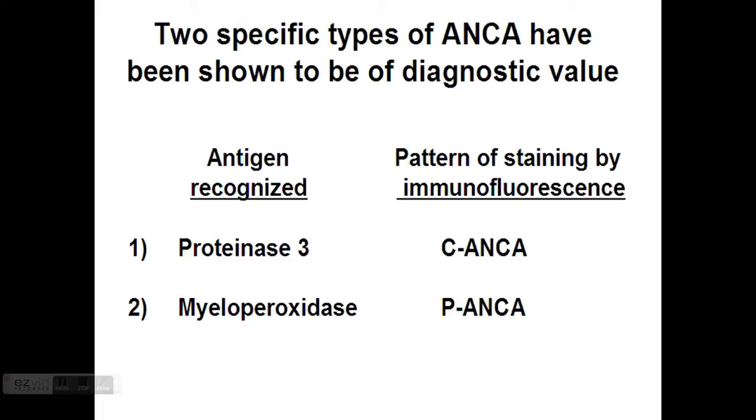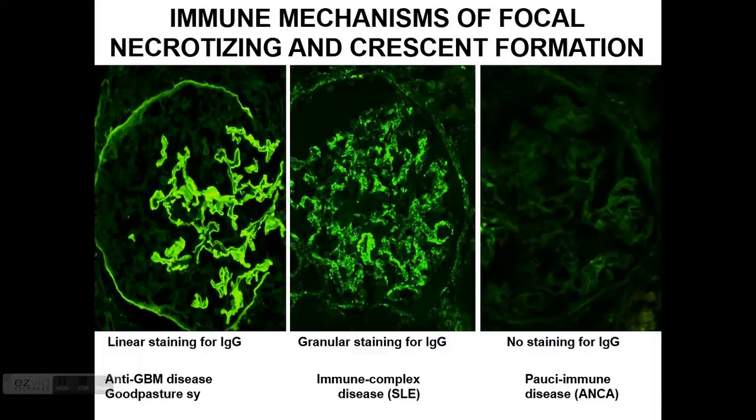So these proteins within the cytoplasm of neutrophils most commonly are proteinase 3 and myeloperoxidase, and a pattern of staining that is associated with it is called C-ANCA or P-ANCA. And before I get into P-ANCA and C-ANCA, let me remind you that when you look at the immunofluorescence microscopy of the kidney tissue of people that have ANCA-related crescentic GN, you will see pauci-immune glomerulonephritis. So there will be no staining there. That is direct immunofluorescence.